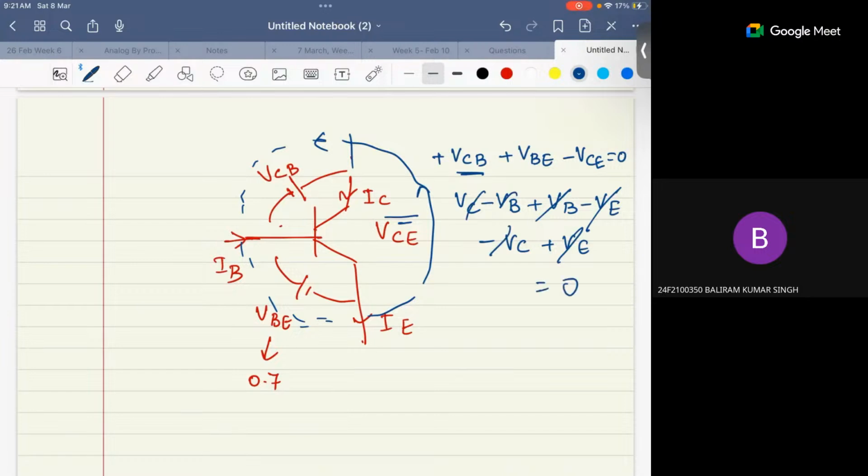This will get cancelled, this will get cancelled, this will get cancelled. So simply you can use anything here, like KVL and KCL that you have read. You can see that this is following. If you add the potential difference between the base and the collector, the base and the emitter, and the collector and the emitter, you're getting 0. Is this clear to everyone or not?